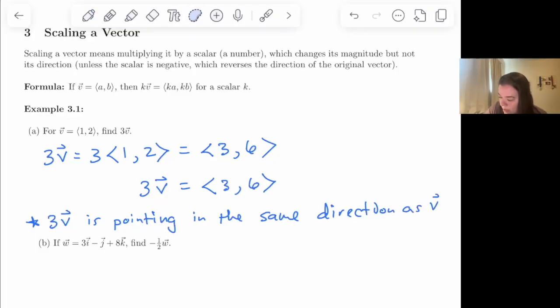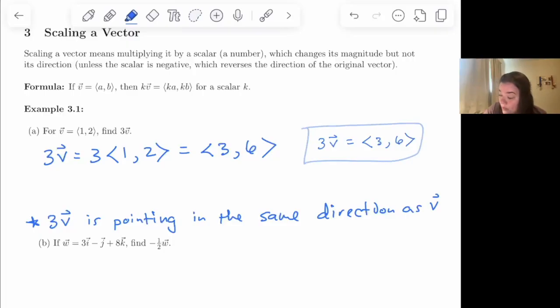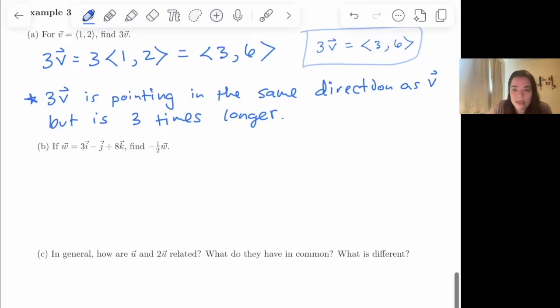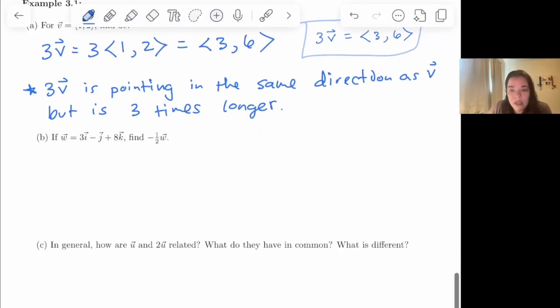but there's a but here, and I'm just going to move things over to get the but in. What's different about it? So vector 3v, which we found, is pointing in the same direction as vector v, but is 3 times longer, or has 3 times the magnitude, if you want to use that fancy term, the length, 3 times longer. Let's just try it again on vector w.